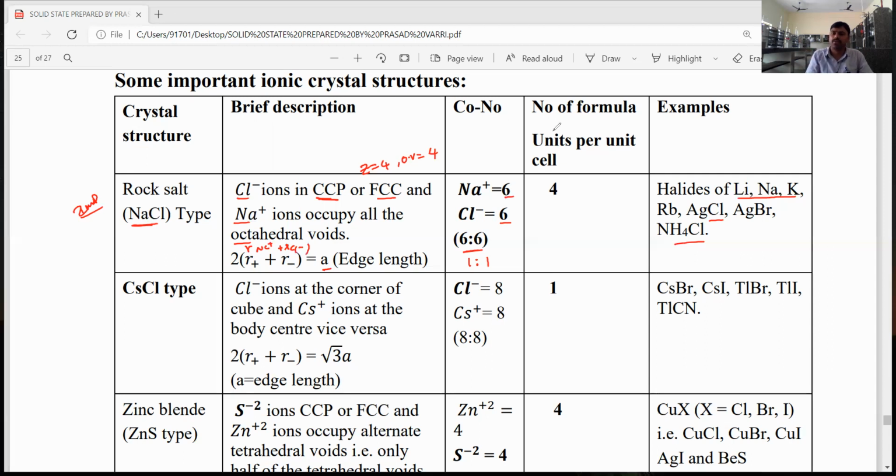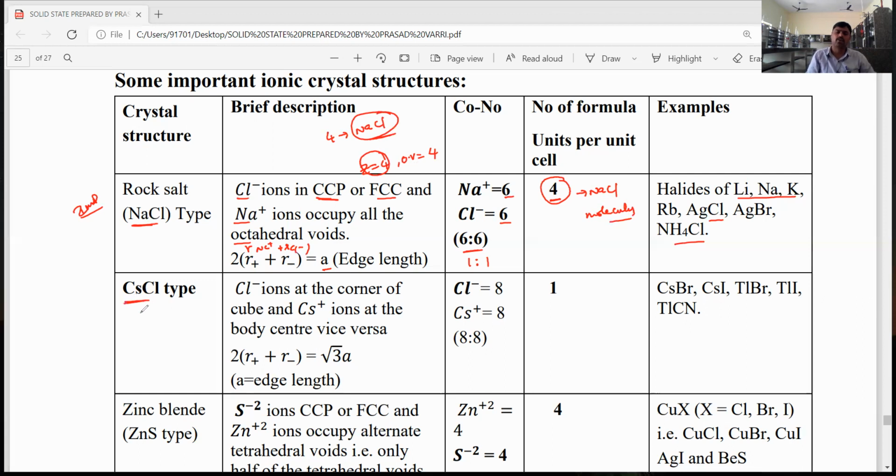Okay, and the number of formula units means how many. Here FCC means Z is equal to 4, meaning 4 NaCl formula units are present. Number of formula units per unit cell means in one unit cell how many NaCl molecules are present. 4 NaCl molecules are present in one unit cell.